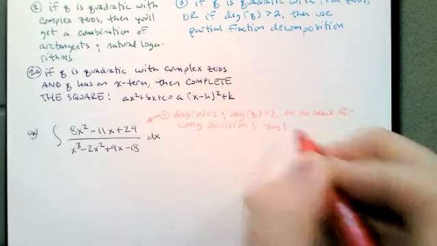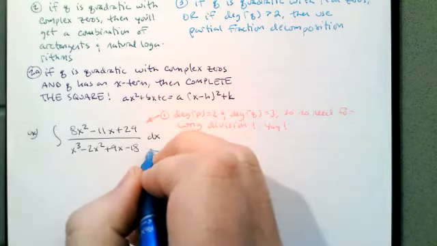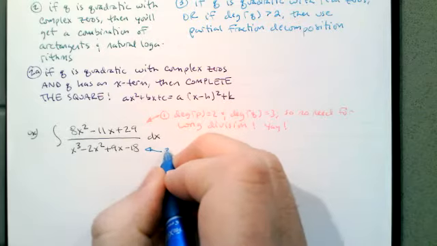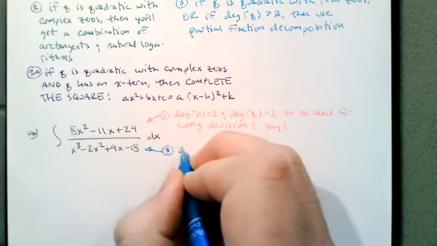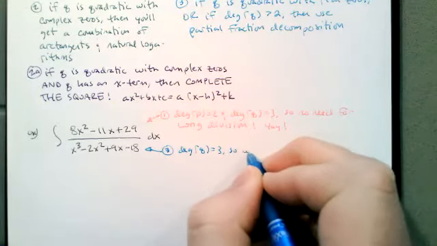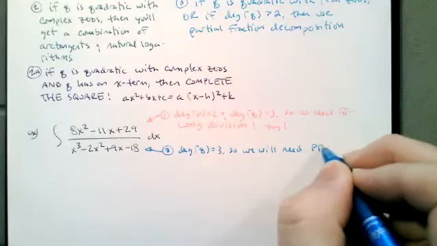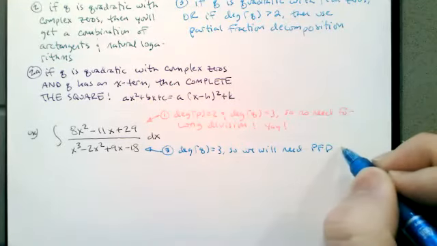Yay. So we don't need to use long division because the degree of the numerator is already less than that of the denominator. We do notice that the degree of Q is 3, so the degree of Q is greater than 2. So we will have to use partial fraction decomposition after we factor the denominator. So the degree of Q is equal to 3, so we will need partial fraction decomposition. Boo.